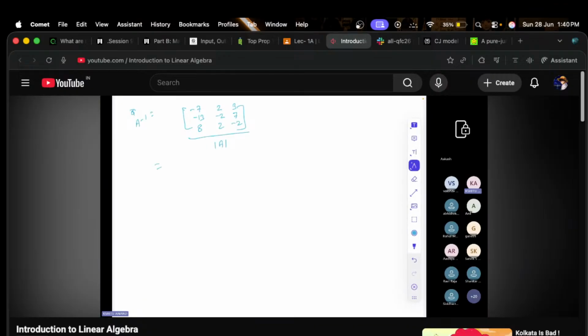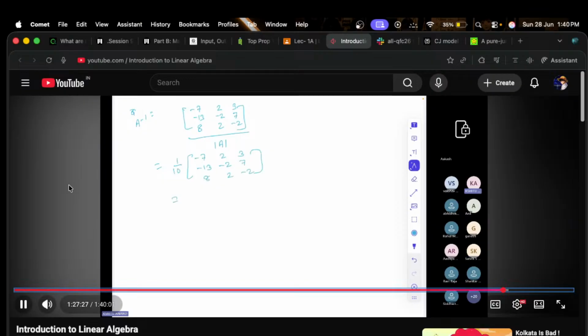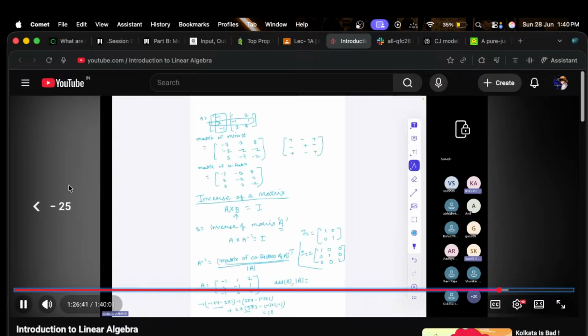What is the determinant? Determinant is 10. So this has to be divided by 10, or it means we have to multiply this particular matrix by 1 by 10, right?